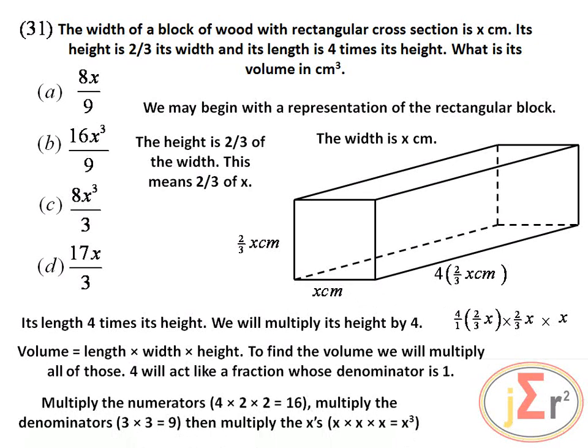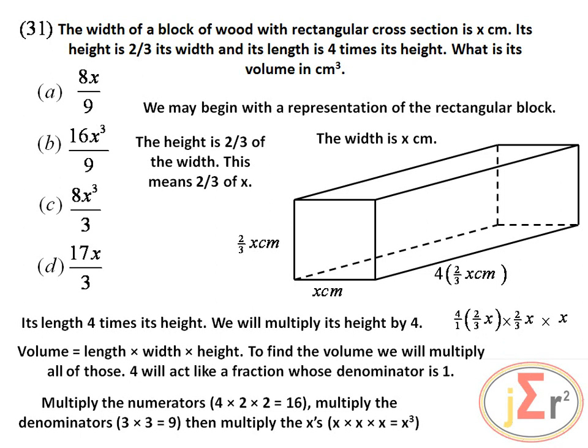Multiply the numerators, and we will have 4 multiplied by 2 multiplied by 2, and that will give 16. Then we will multiply the denominators. 1 multiplied by 3 multiplied by 3 will give 9. And finally, we multiply all of these x's. We have 3 occurrences of x. So we will have x multiplied by x multiplied by x, and that will give x cubed.